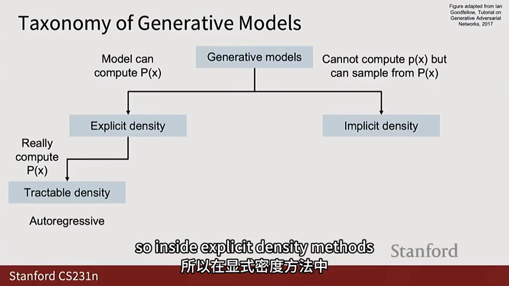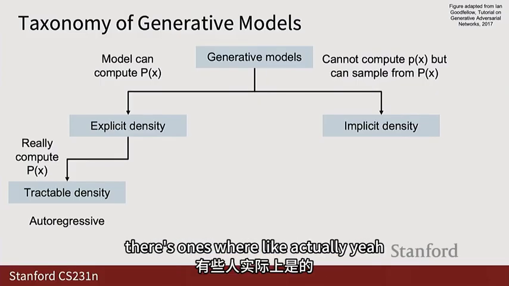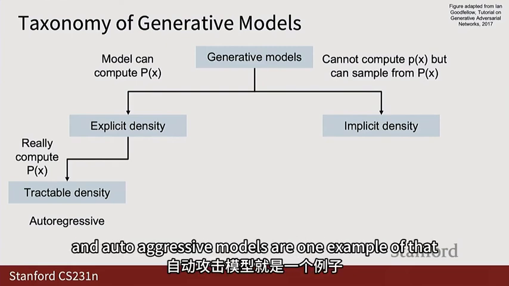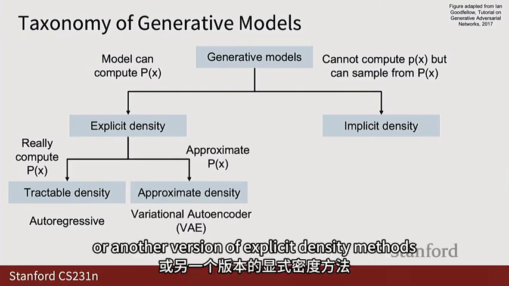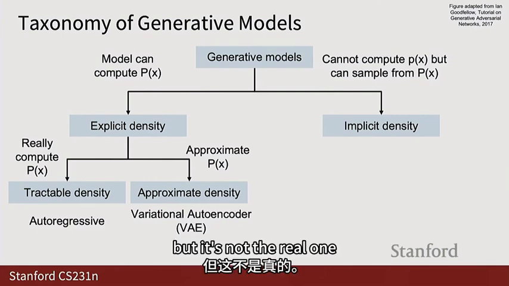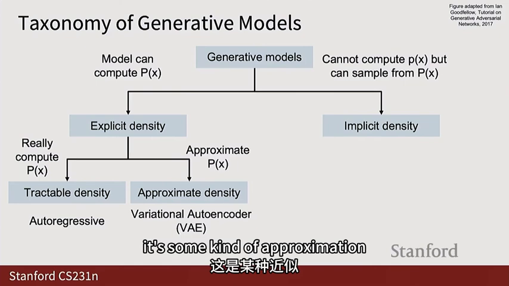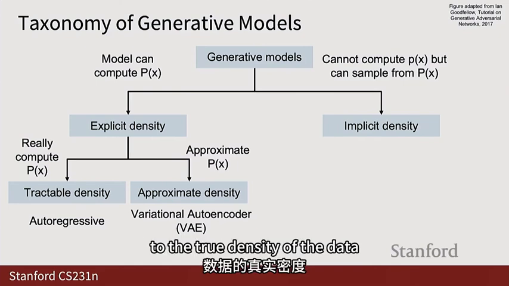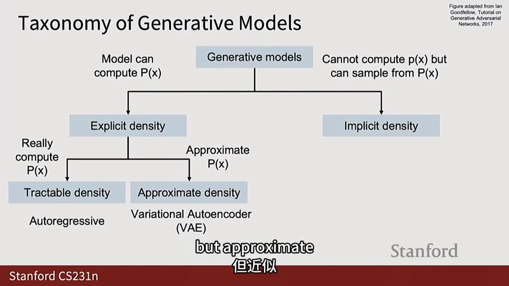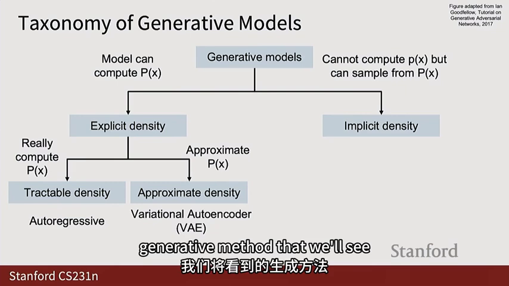So inside explicit density methods, there are ones where you can really compute the real P of X that's being modeled, and autoregressive models are one example of that. Another version of explicit density methods are ones where you can get a density value out, but it's not the real one. It's some kind of approximation to the true density of the data. And variational autoencoders are one example of an explicit but approximate generative method that we'll see.